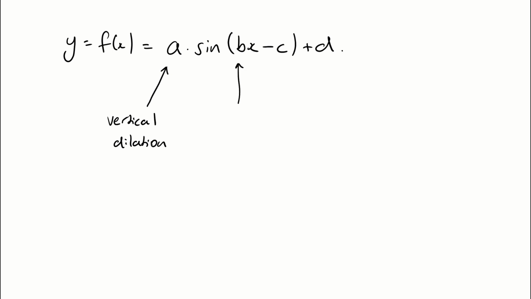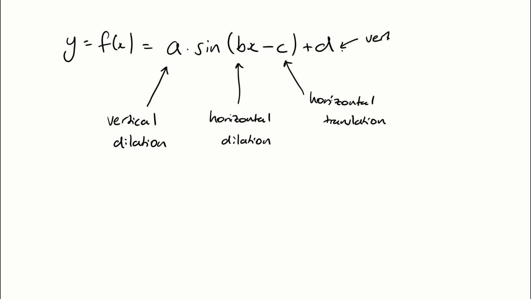B is going to cause a horizontal dilation, so we're looking at compressing our function now. C here is going to be a horizontal translation, so moving our function left and right. And D here is going to be a vertical translation.